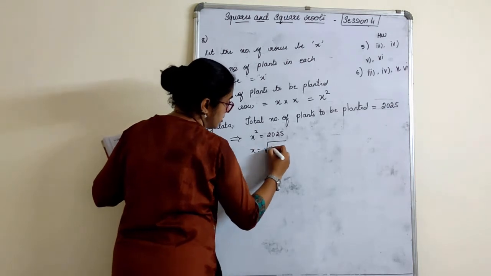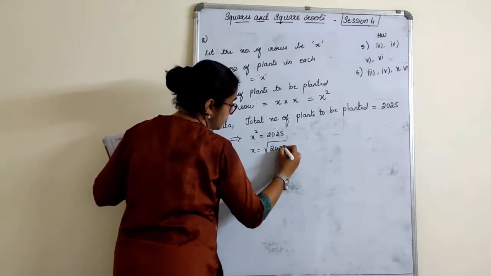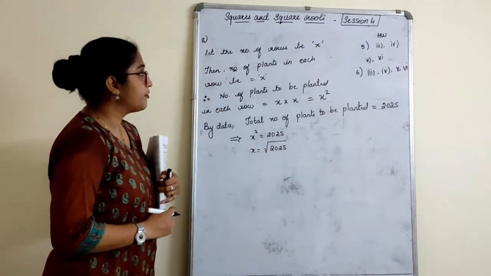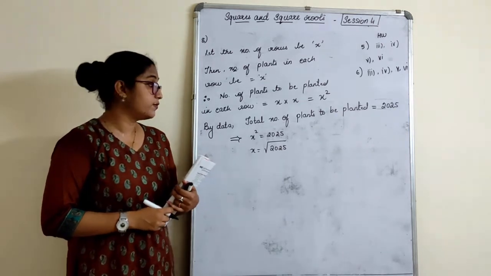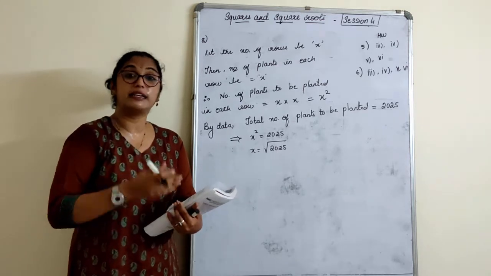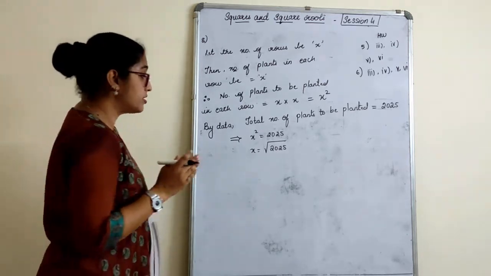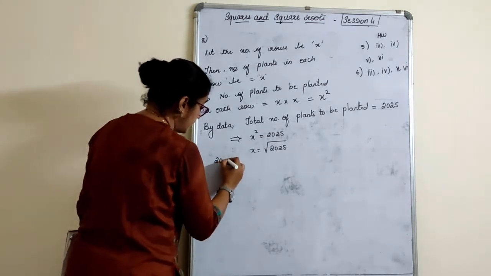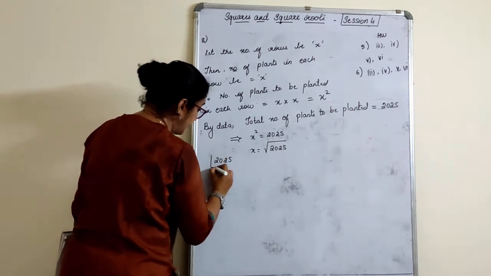The square transposes to the other side and becomes a square root. Now if you ask about the type of question given, if it is not a perfect square, then what to do? It depends on the given question also. The given question will be such that it has to be a perfect square. Such questions are only chosen. 2025, directly start from 5.